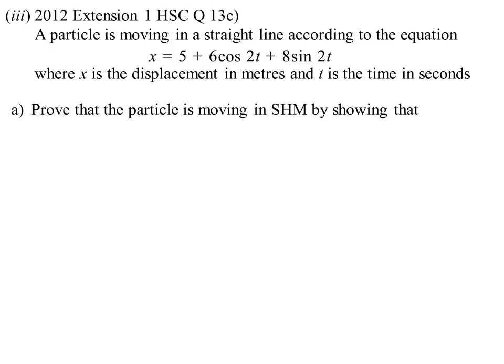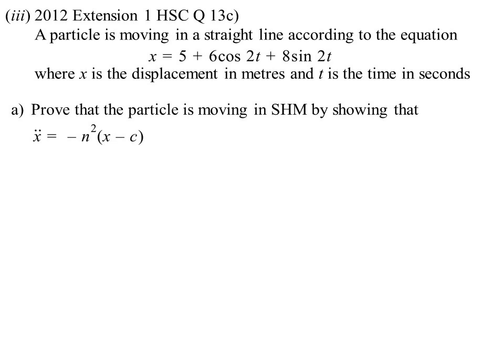Let's look at some HSC ones. Oh, this is a little bit more interesting. Displacement is 5 plus 6 cos 2t plus 8 sine 2t, where x is the displacement in meters and so on. Prove that it's in simple harmonic motion. Well, sure, I can differentiate that twice. I can do it easier.